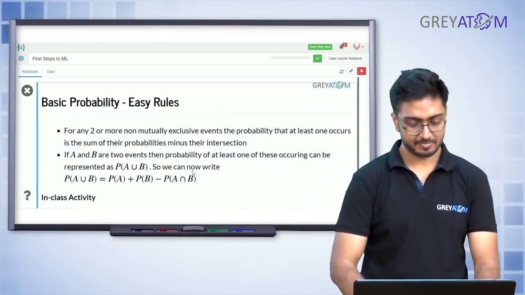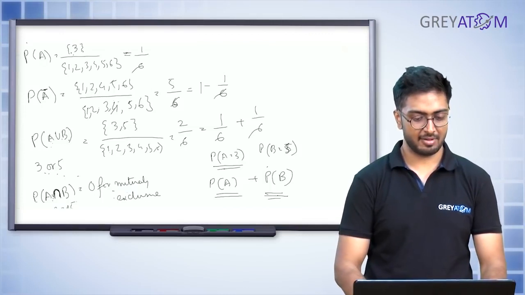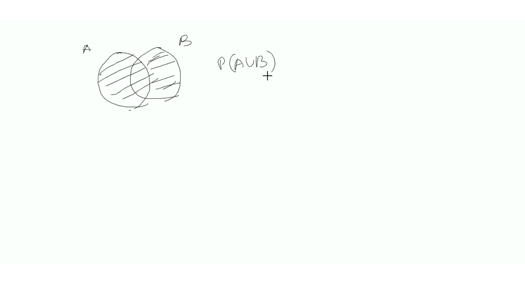Now, what happens in non-mutually exclusive events? To understand that, let's draw a diagram. So this is my event A, and this is my event B, and this is my probability of A union B. The probability of A union B is given by the probability of A, which is the entire circle. So now let me draw this circle. So this is the probability of A.